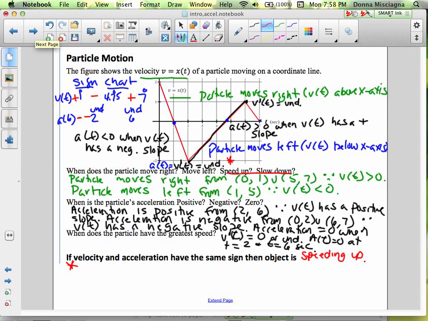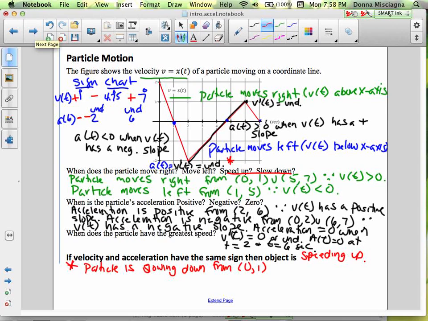All right, so the particle is speeding up. Oh, excuse me. So we're slowing down, first of all. We are speeding up right next to it, though. The particle is slowing down from 0 to 1. We'll put in our reasoning one time.